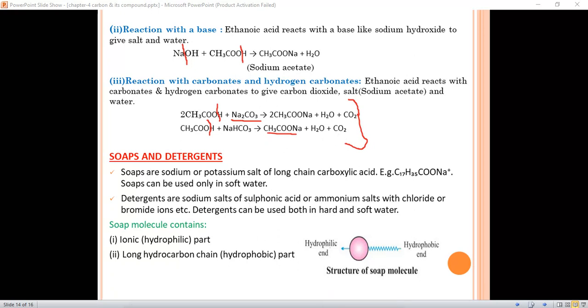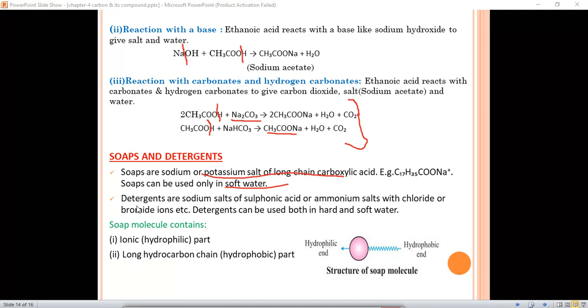Our last topic of this chapter is soaps and detergents. Let's have a quick look at what soap is and what detergent is. Soaps are sodium or potassium salts of long chain carboxylic acid. Example: C17H35COONa. So the definition of soap: they are the sodium or potassium salt of long chain carboxylic acid. It can be used only in soft water. It cannot be used in hard water.